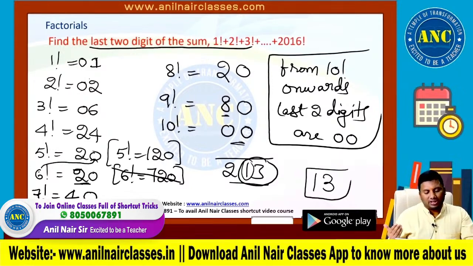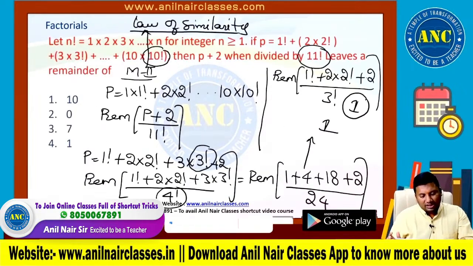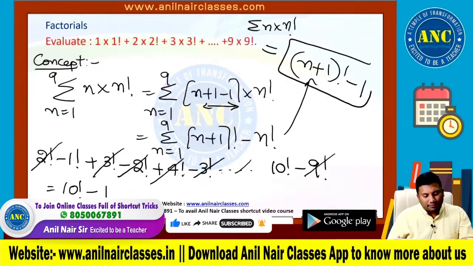Find the last two digits of a given number. How to find out the last two digits without multiplying. Find the unit digit of the number. Possible unit digits for n are 1, 2, 4, 6 and 0. Very, very good question based on a law of similarity and the generic logic. For your information, this is an exact CAT question.